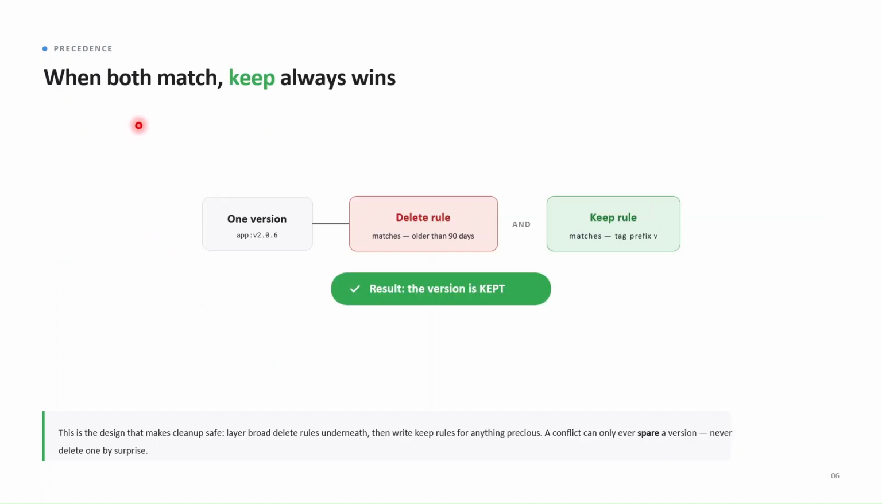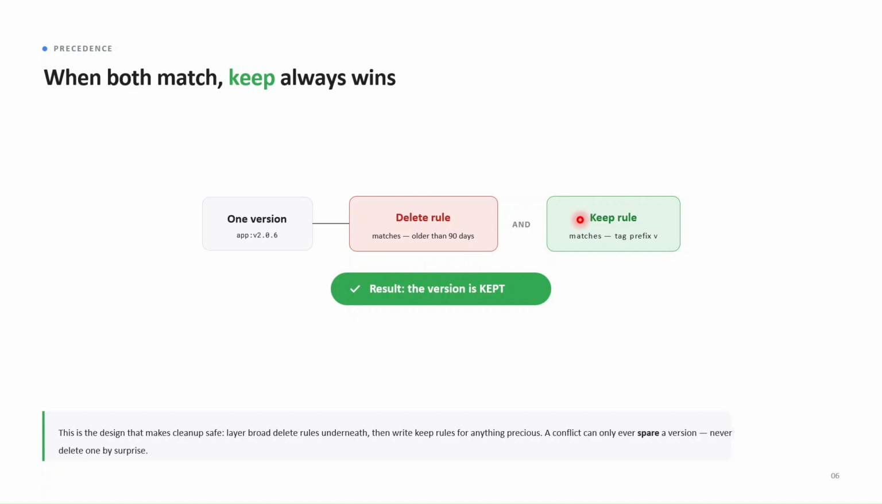And as we have already seen, on precedence, when both match, keep always wins. So here is one example. We have a delete rule: anything older than 90 days must be deleted. But there is a keep rule also. If it matches a prefix, that is, starting with v, it will be kept. So what is the result? The version is kept. It will not delete the version.